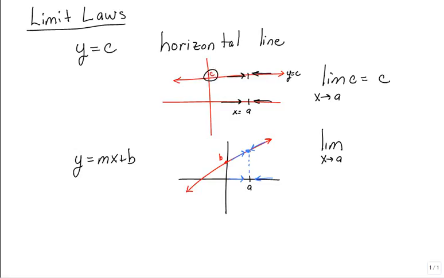The point is the line evaluated at A. The name of that point right there is A, mA plus b. What we did was substitute A into the line equation. So the limit of mx plus b, of any line, is mA plus b. We just did direct substitution, substituting in A for x.